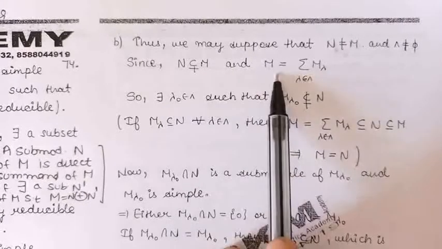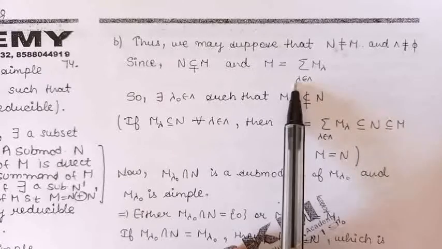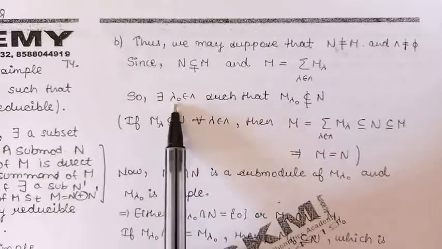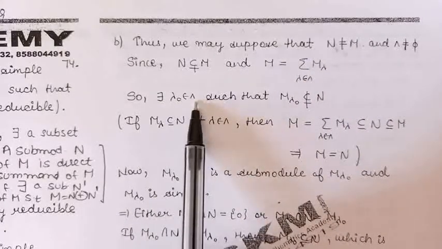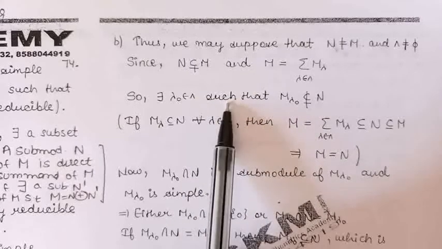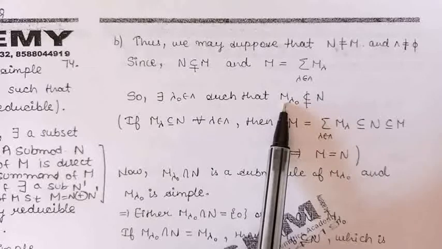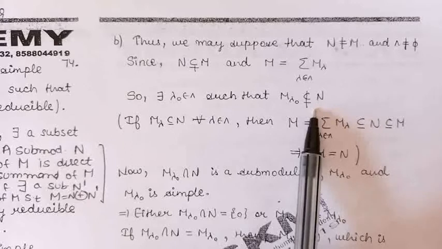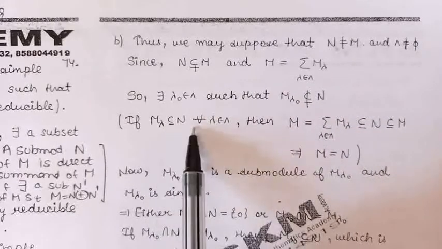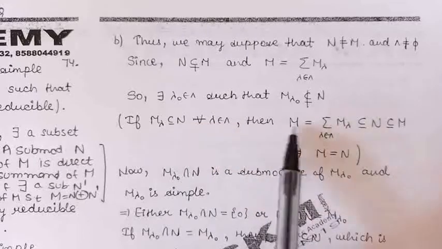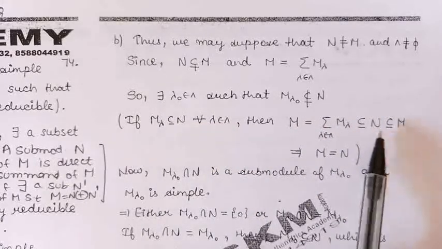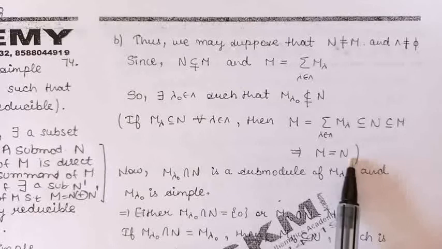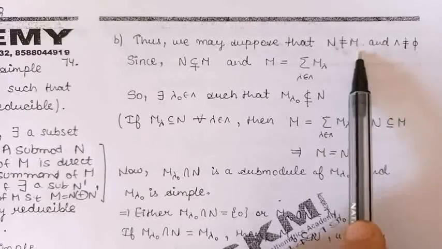And because we are given M is equal to the summation of M lambda, where lambda belongs to the family of indexes, there will exist a suffix lambda naught belonging to the family of indexes such that the member M lambda naught corresponding to this suffix will not be contained in N. Because if all the M lambdas are contained in N, then M will be contained in N and N is also contained in M. So M and N will become the same in that case.